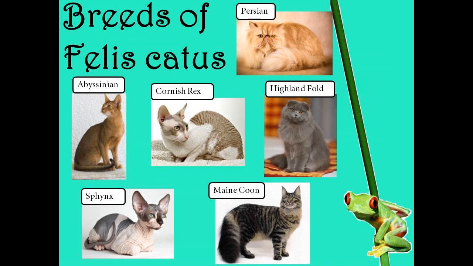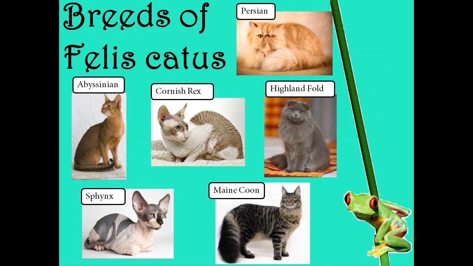So there are different breeds inside a species of Felis catus. These are all Felis catus. They're all domestic cats. They can all breed together, and their babies could breed together, but they look different, and humans have done this. We've bred the animals that looked one way together until they look different from other things.